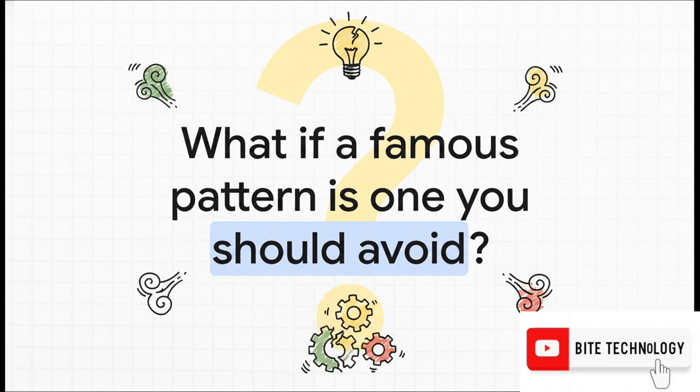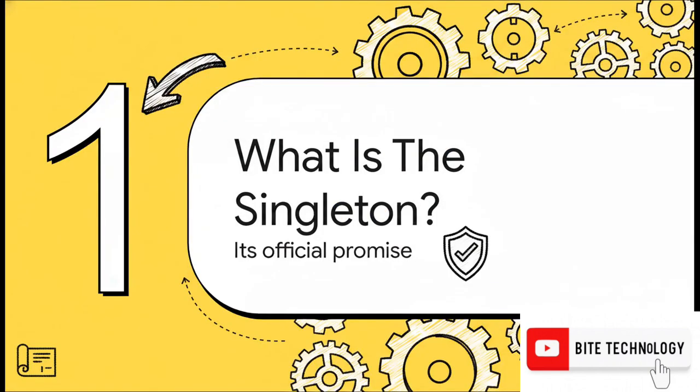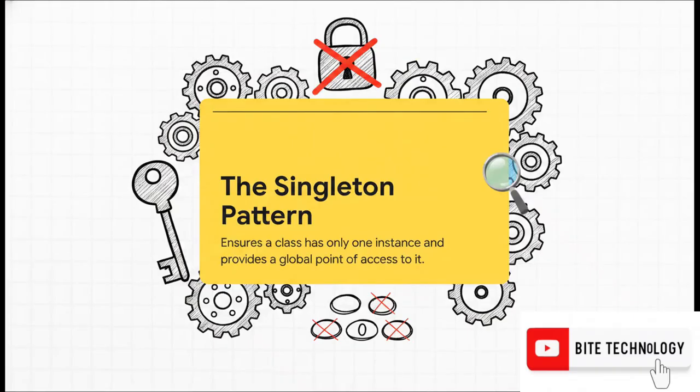Let's dig in. Okay, so before we tear it down, let's build it up. We have to understand what the singleton is supposed to do. What's the official promise here? And there it is, the textbook definition. The singleton pattern ensures a class has only one instance and provides a global point of access to it.